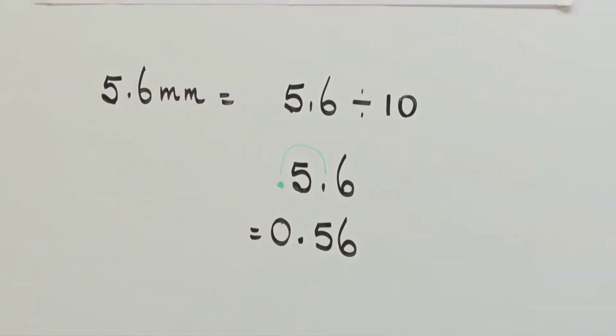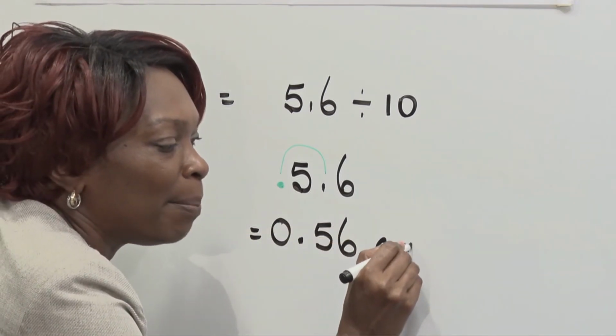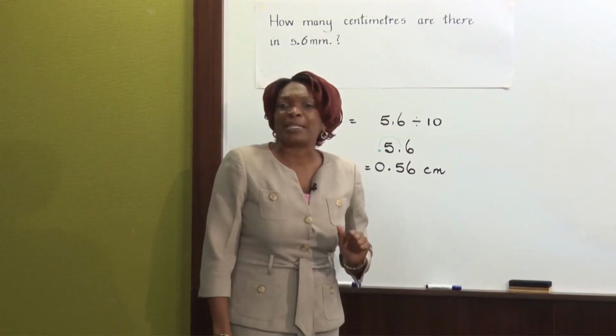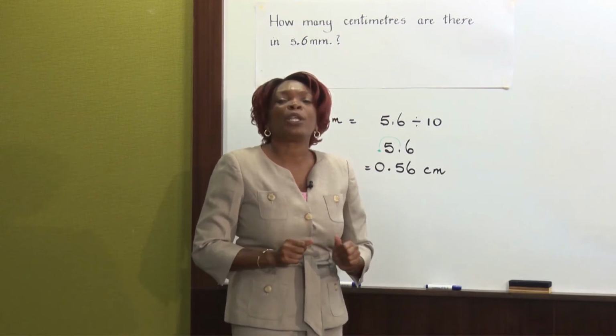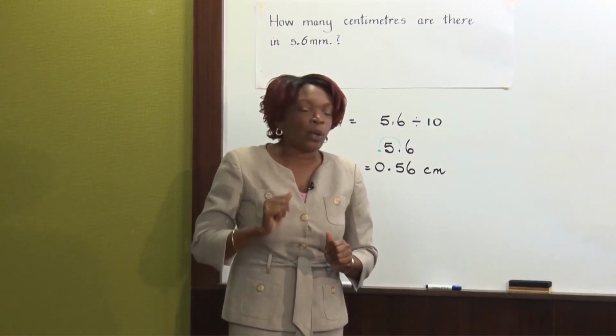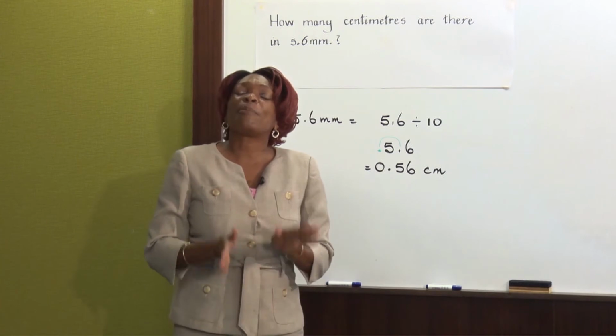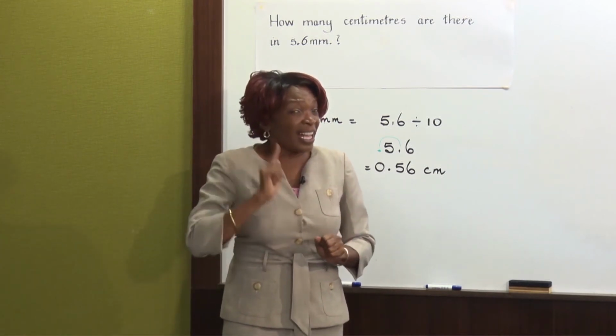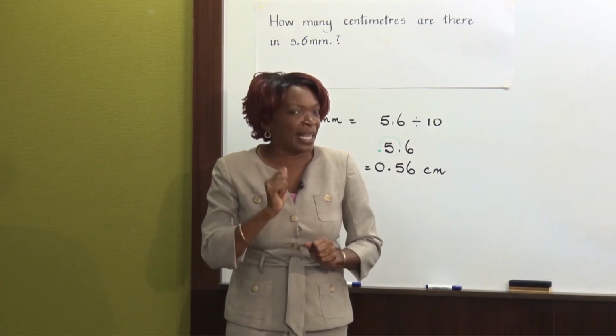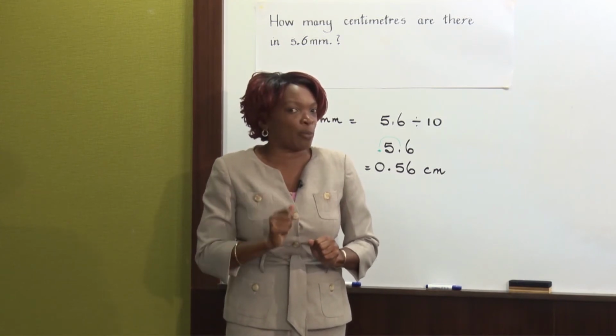So when we answer the question, how many centimeters are there in 5.6 millimeters, we are realizing our answer is 0.56 centimeters. Remember, boys and girls, when we are converting from a larger unit to a smaller unit, we multiply. Likewise, when we are converting from a smaller unit to a larger unit, we must divide. As long as you remember that, I am telling you, you will be able to handle these problems well.